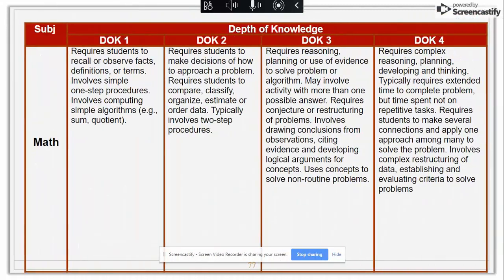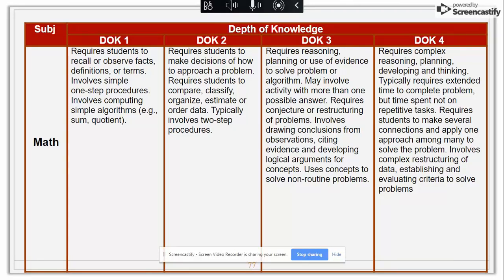Let's look at math here. So again, just recalling procedures is DOK1, just like recalling vocabulary in ELA. In math, recalling just the how to do something is level 1. DOK2 is actually when we take something and we compare it, we classify it, or it's a 2-step procedure. So now I've got to do one thing and then I've got to do another thing to answer that question. DOK3 is when we get into those problem solving ideas.